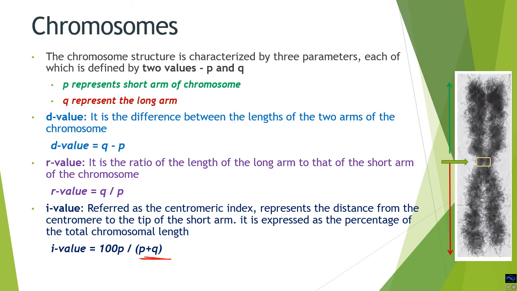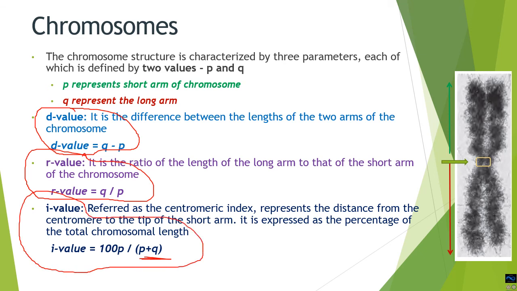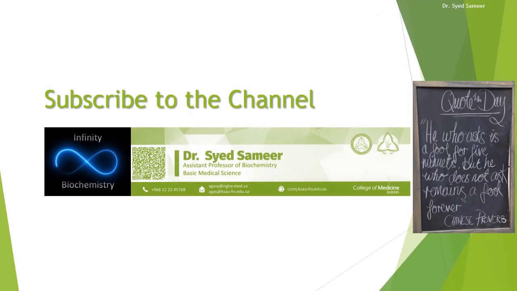So these are the three ways by which you can characterize the structure of a particular chromosome depending upon the values of D, R and I. I hope it is understood. So this is pretty much it about these topics.